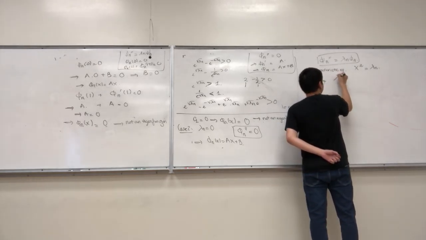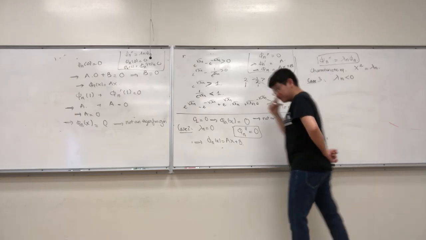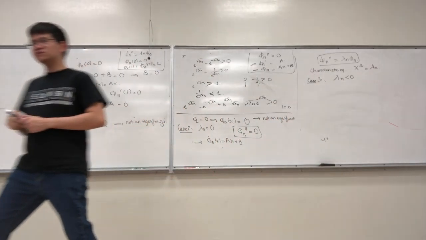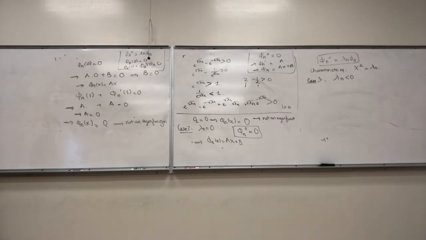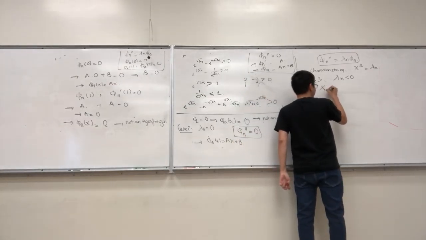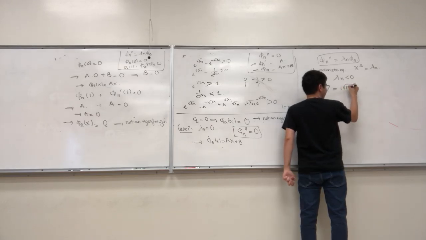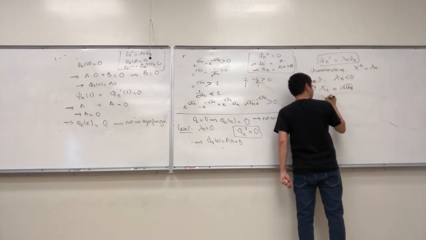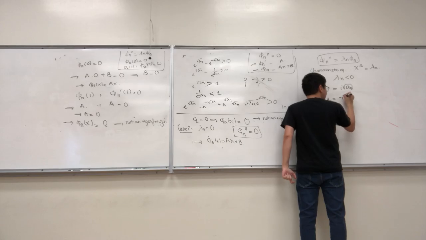Number 3, lambda n is negative. So what happens when lambda n is negative? How many roots do we have? Anyone? So in this case, you have x1 is i square root of the absolute value of lambda n, x2 will be minus i square root of the absolute value of lambda n.